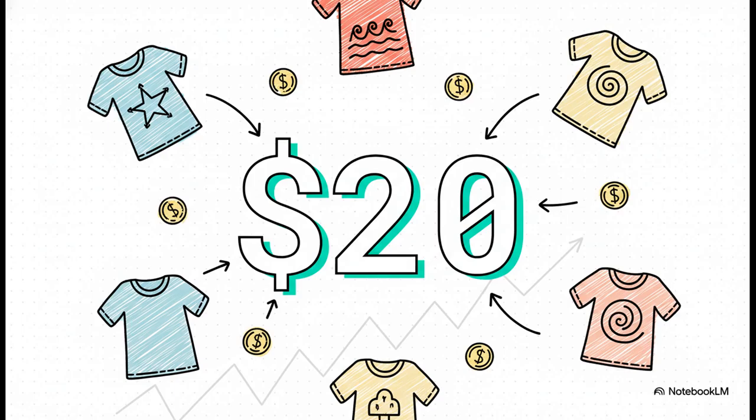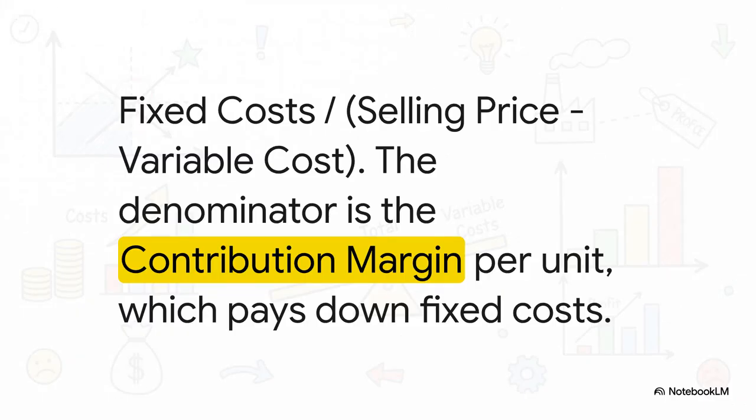Step three, the selling price. Now, pricing strategy is a whole other lecture, but for our model, let's say based on market research and our brand's perceived value, we decide to sell each custom t-shirt for $20. This is our revenue per unit. And now we arrive at the formula. We take our total fixed costs and divide them by the quantity in the parentheses, selling price minus variable cost per unit. Now, this denominator is an incredibly important concept in itself. It's called the contribution margin per unit.